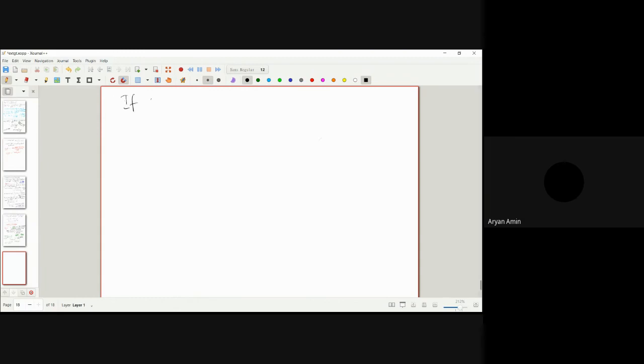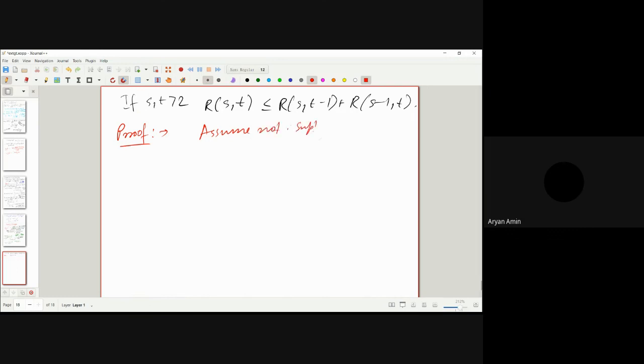If s, t are greater than 2, then R(s, t) is at most R(s, t-1) + R(s-1, t). The proof for this is basically just by contradiction. Suppose R(s, t) is greater than R(s, t-1) + R(s-1, t) for some s, t greater than 2, and let this value be n.